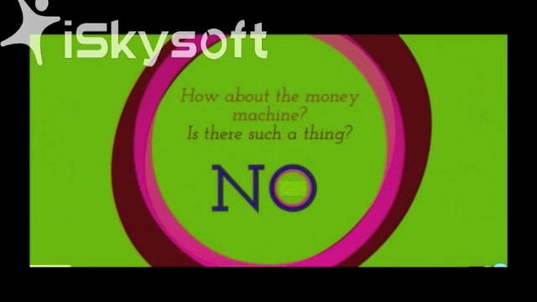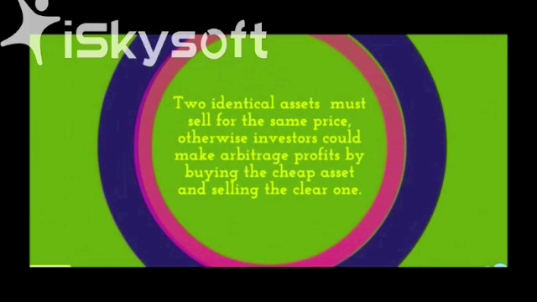How about the money machine? Is there such a thing? No. 2 identical assets must sell for the same price. Otherwise, investors could make arbitrage profits by buying the cheap asset and selling the dear one.